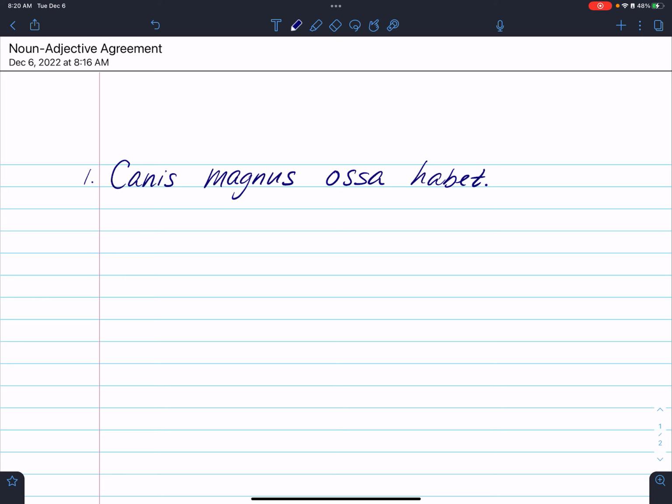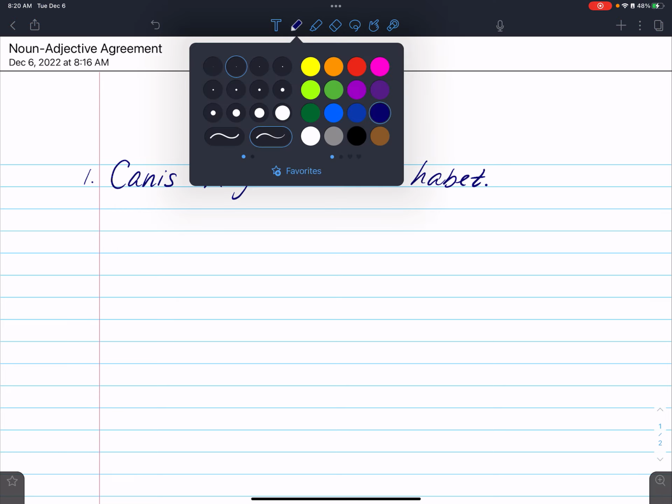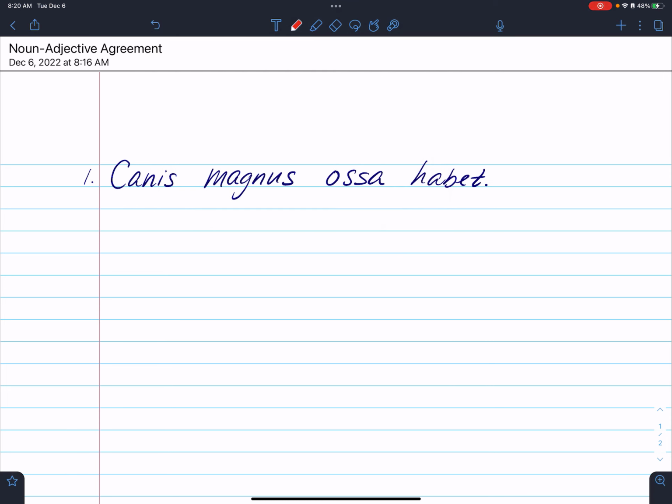Okay, so our first example reads, Canis magnus ossa habet. All right, can you guys say that? Good. Okay, so first things first, we're going to want to do our markup. All right, so remember, I've told you, whenever you're looking at a Latin sentence, what should you find first? Always find the verb first. The verb is going to tell you a lot of information, like should I be looking for a singular nominative or a plural nominative? Who's my subject? What's going on here? So what's my main verb here? Habet, good. Okay, so I'll mark that up with a V.